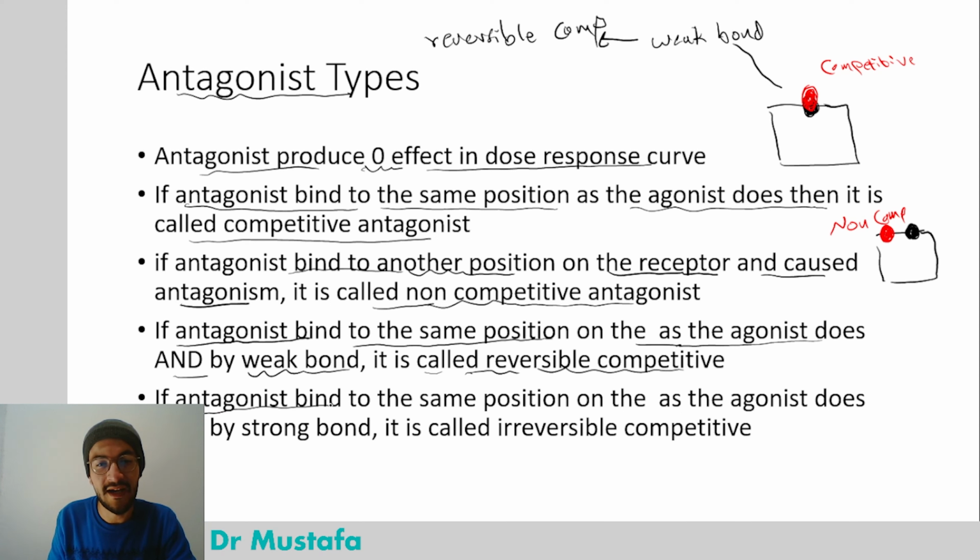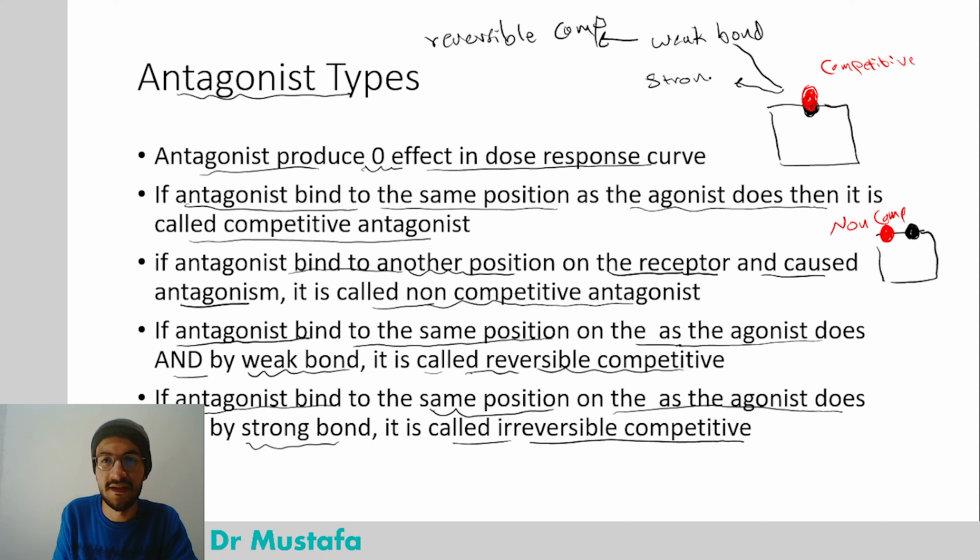Now, if the antagonist binds to the same position on the receptor as the agonist does, and this time by a strong bond, it is called an irreversible competitive antagonist. This time, because it's binding on the same position, it is competitive, and because it's binding with a strong bond, it is irreversible. Irreversible competitive antagonist.